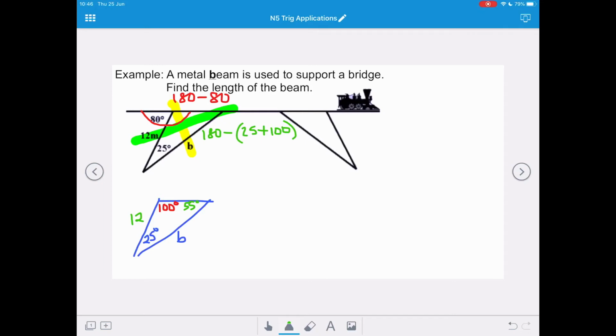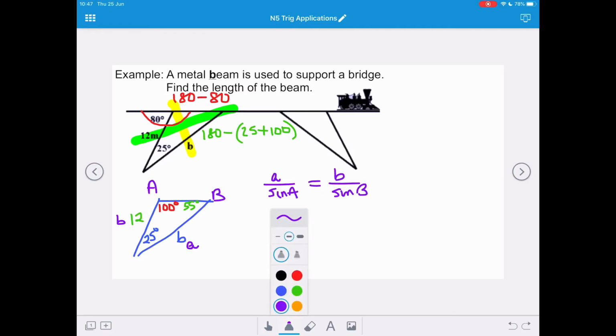So to use our sine rule, we need our pairs of sides, and so we're going to mark them on. So A will be our length B, opposite angle A of 100, and B will be 12 meters, opposite our angle of B, which is 55 degrees. So writing our sine rule, we've got A over the sine of the angle A equals B over the sine of angle B. And substituting in our values, we've got A and angle A are going to be B and 100, and B and angle B are going to be 12 and 55.